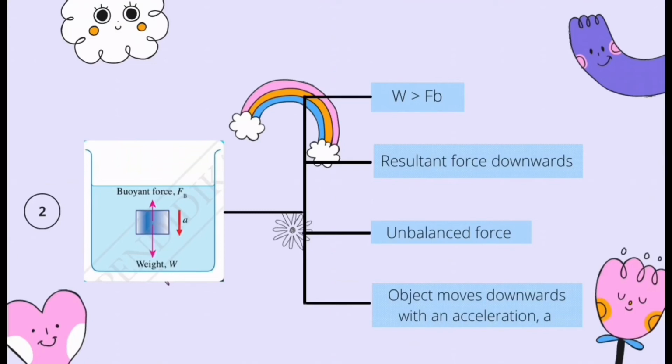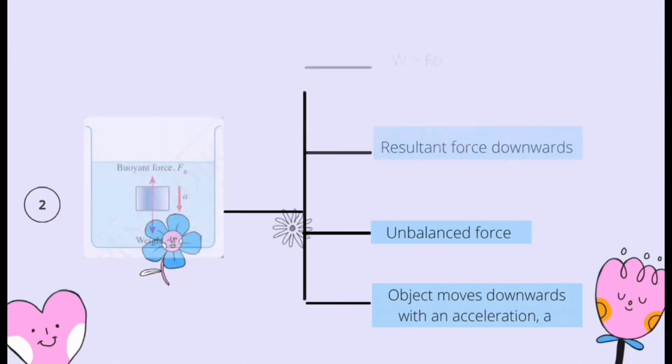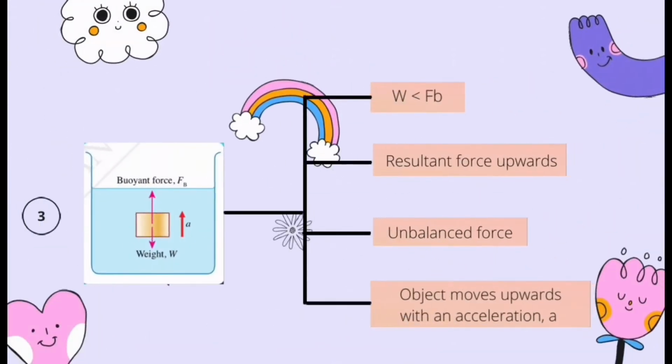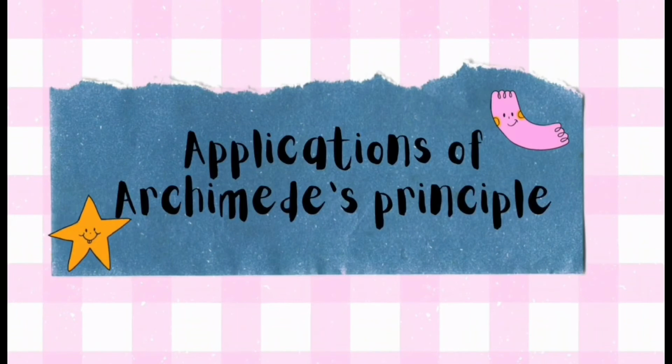If the weight of the object increases and becomes larger than the buoyant force, the force will be unbalanced, which means that the object will move downwards with acceleration. On the contrary, when the weight of the object is smaller than the buoyant force, the force is also unbalanced. However, in this case, the resulting force produced is upward, which means that the object will move upward with acceleration instead of downwards.